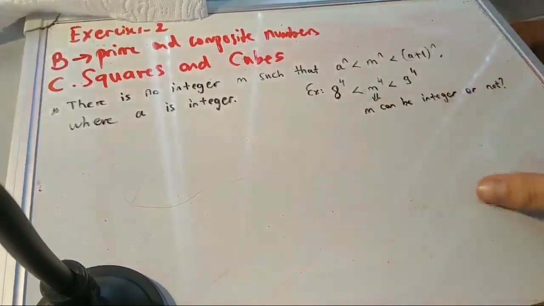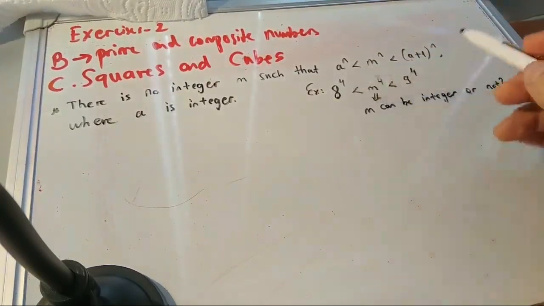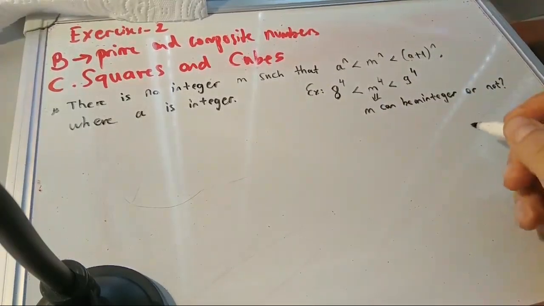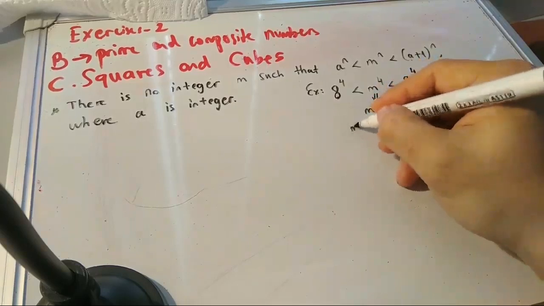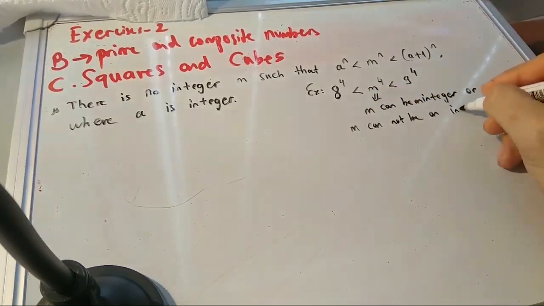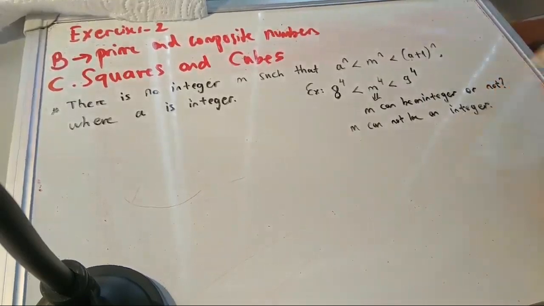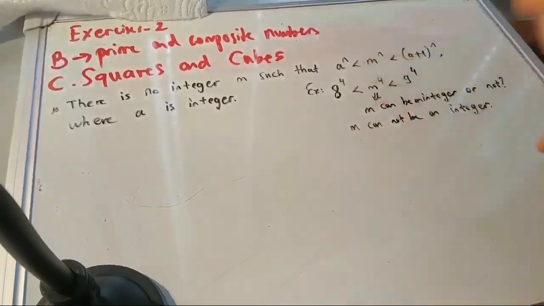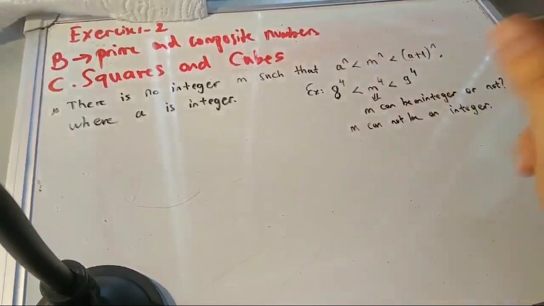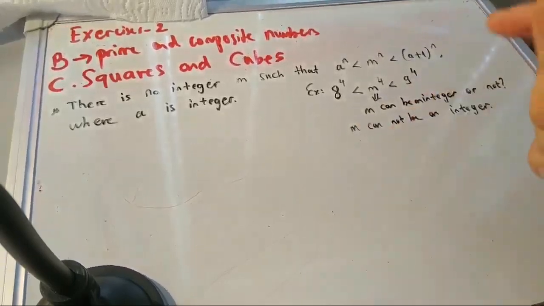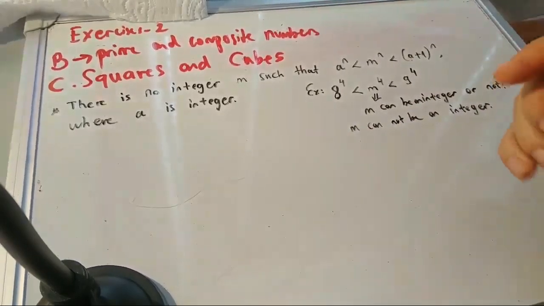So where we left off here, 8 to the power of 4 and 9 to the power of 4. Can m here be an integer or not? It cannot be, right? m cannot be an integer. 8 and 9 are two consecutive numbers, and when we take their powers, the number between them cannot be any integer. Okay.